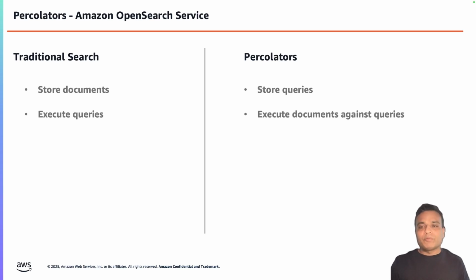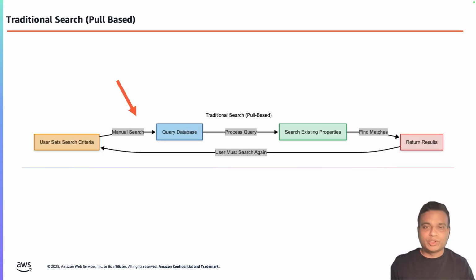Let's say I'm searching for a house in Chicago that costs less than $500,000. I could go to the website every day and run my query, but a clever website will be able to store my requirements as a query and notify me when something new comes up that matches my requirements. Percolation is an OpenSearch feature that enables the website to store these queries and run documents against them to find new matches.